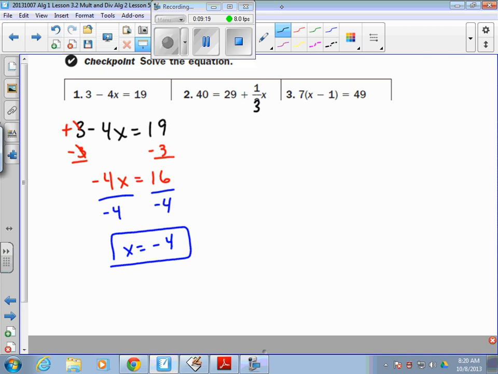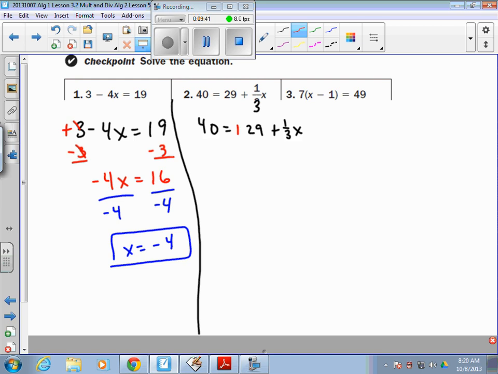Then we have 40 equals 29 plus 1/3 x. So again, you want to undo any addition and subtraction first. So before we undo 1/3 times something, we're going to undo the fact that it says positive 29 or plus 29.